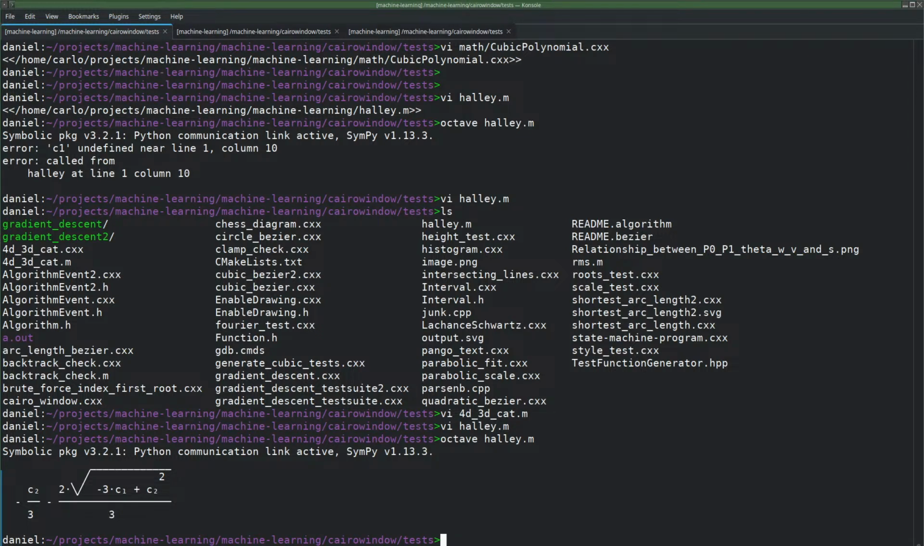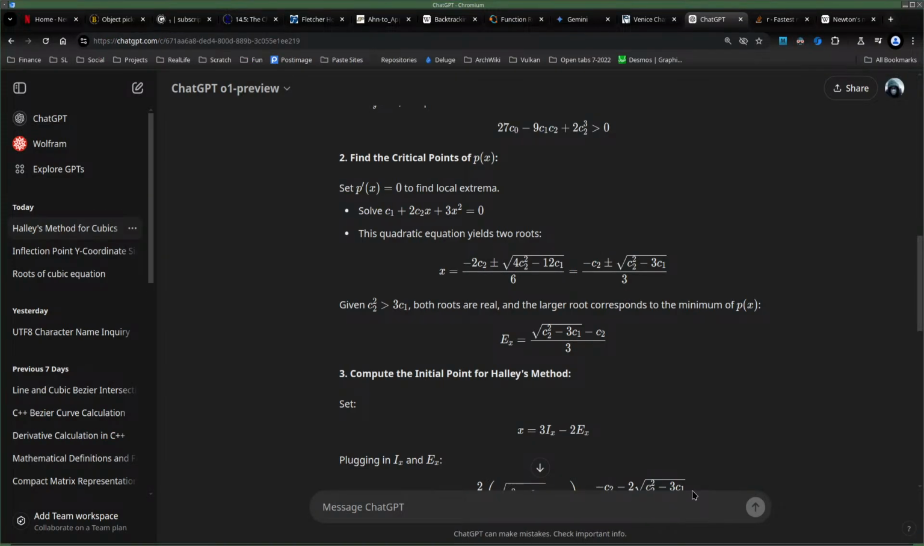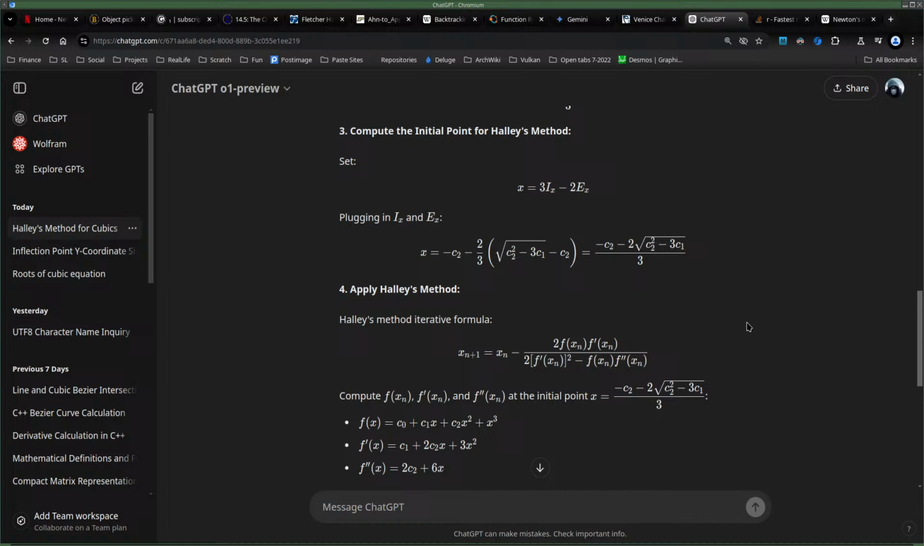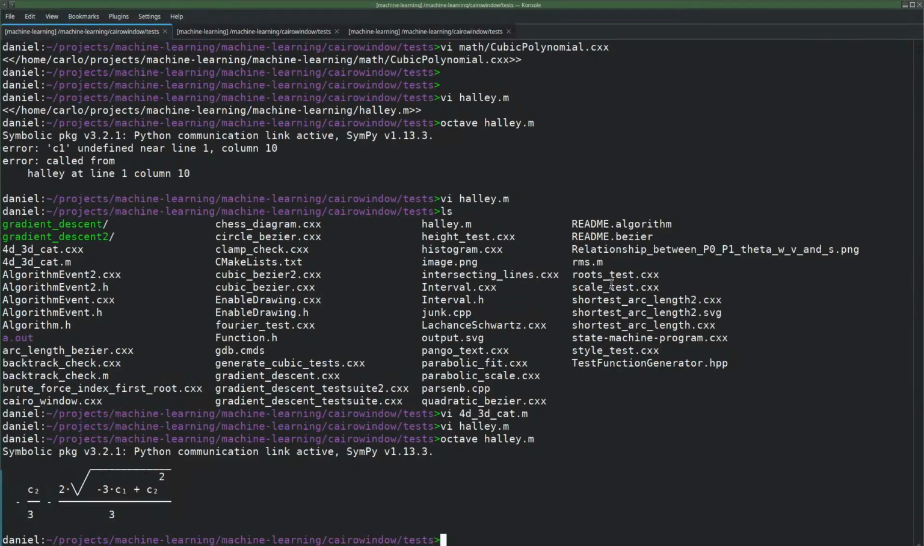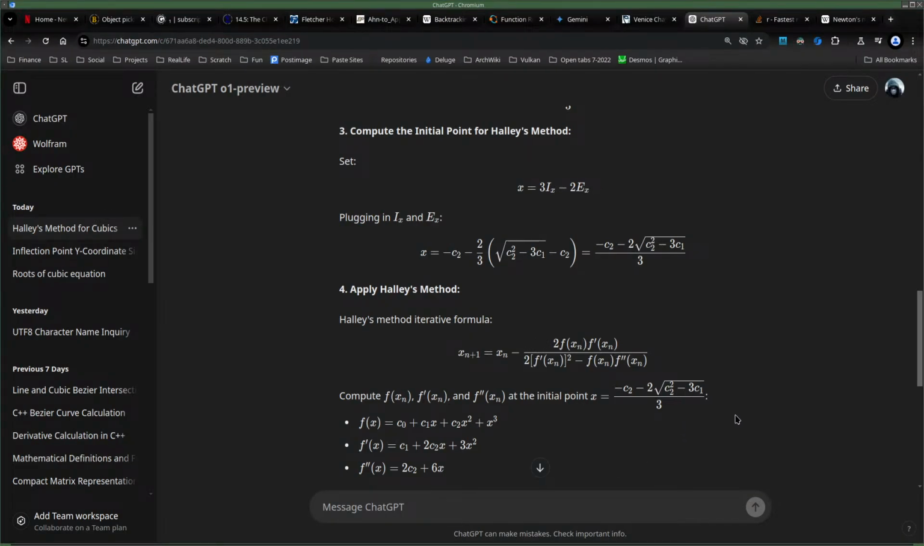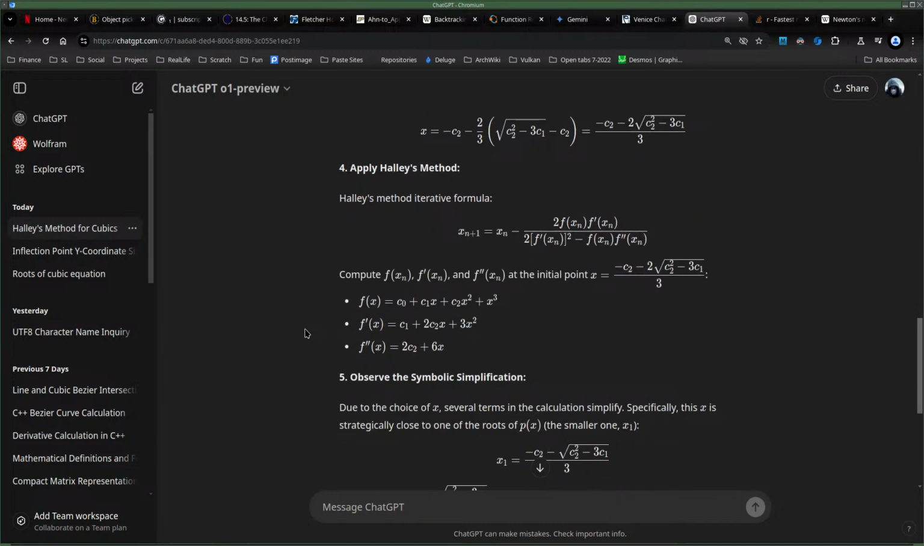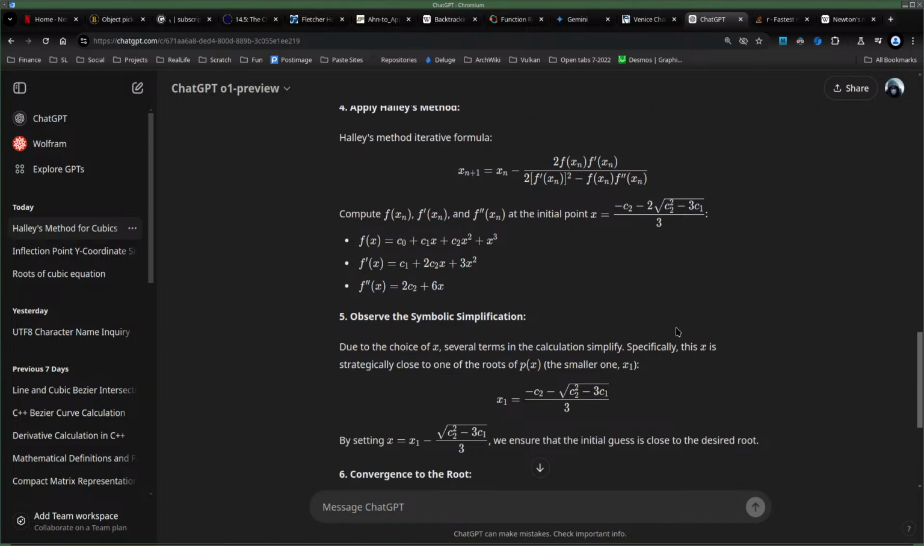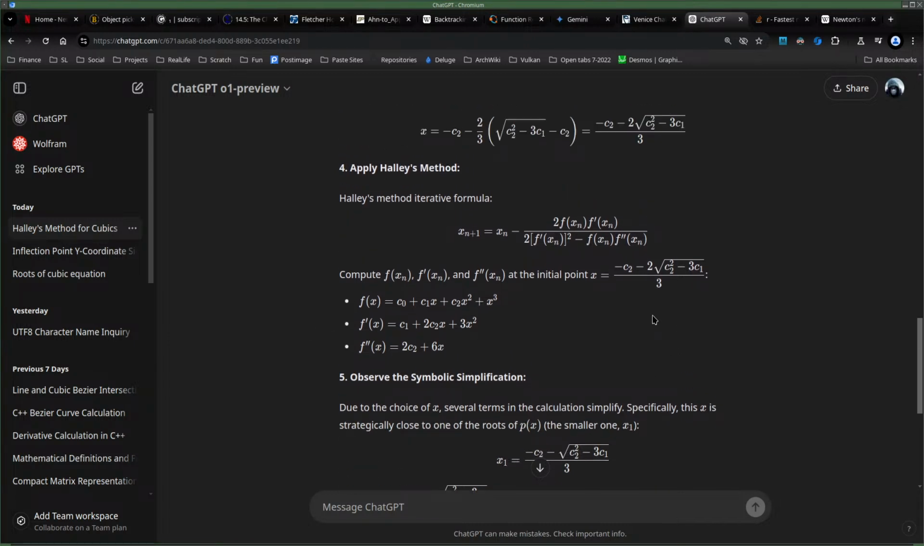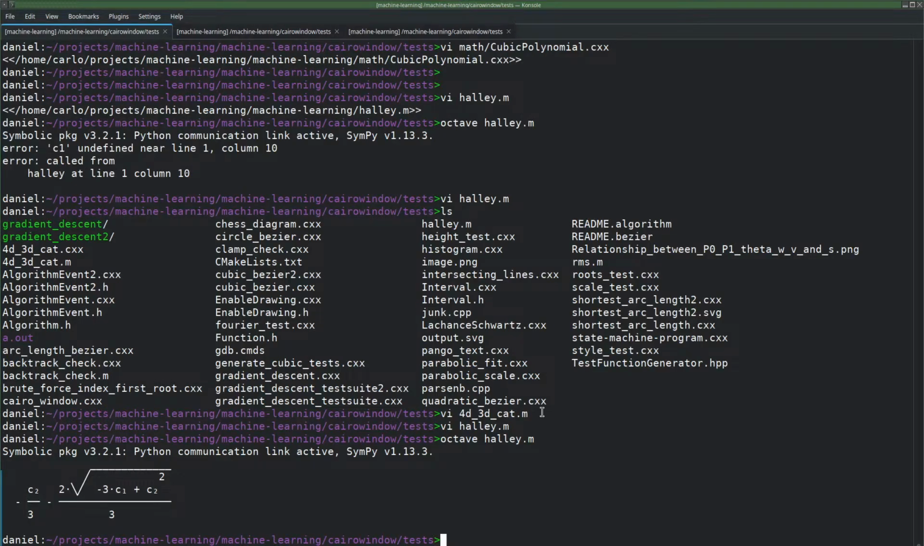So that is minus C2 divided by 3. Minus 2 times the root. And the root is of C2 squared minus 3C1. Yeah, it's the same thing. Now we can define these functions.